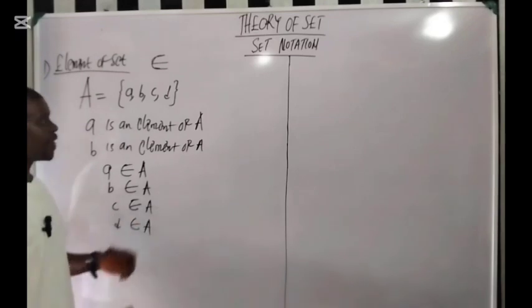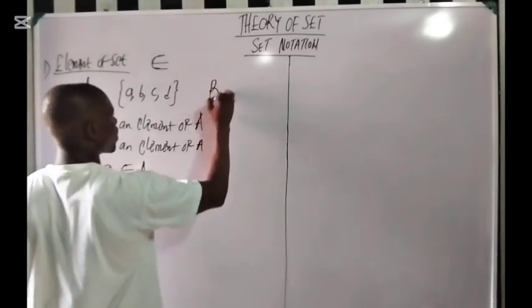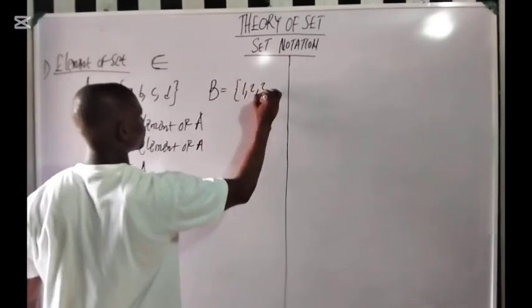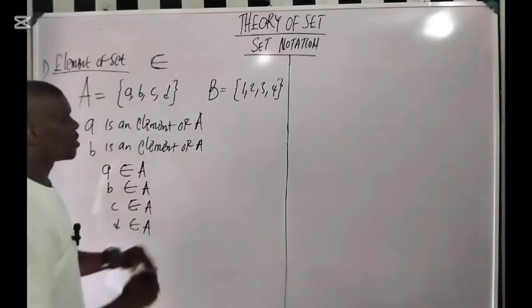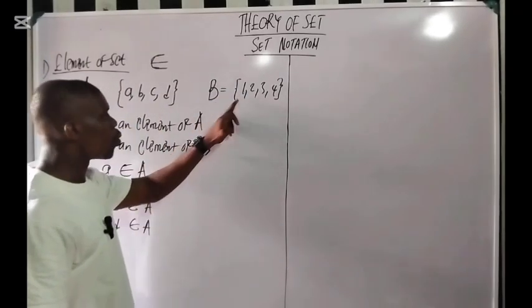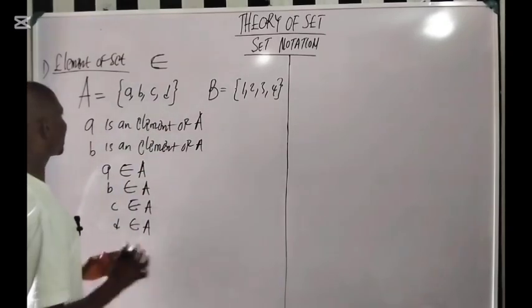Now, any element outside of this set is not part of A. For example, let us define B equals 1, 2, 3, 4. Now, 1 is an element of B, but 1 is not an element of A. Do you understand?